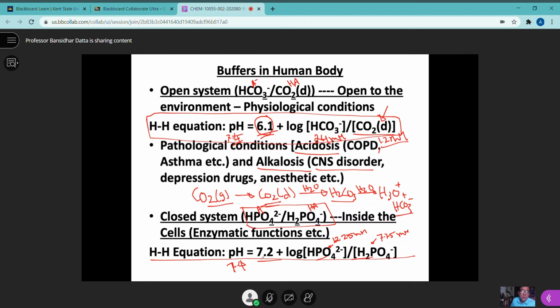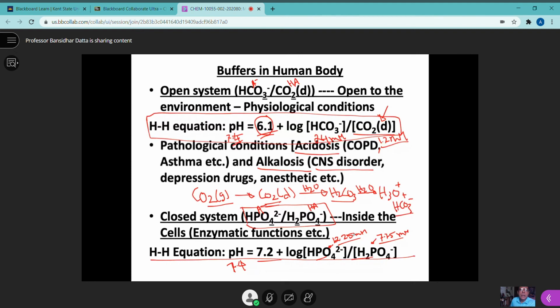you can do it this way: 7.4 minus 7.2 is 0.2, which equals the log of this ratio. Then taking the antilog on the other side gives 10 to the power 0.2, and that will give you 1.58, the ratio. And inside our cells, the concentration of HPO4 2 minus plus the concentration of H2PO4 minus is 20 millimolar. So you know the ratio of these two, and you know the sum of these two. From this, you can calculate these two. I'm not going to show you, but there is a procedure to do that. I'm not going to make it too complex for you. Is it all right? All right.